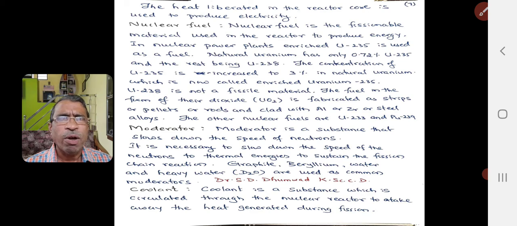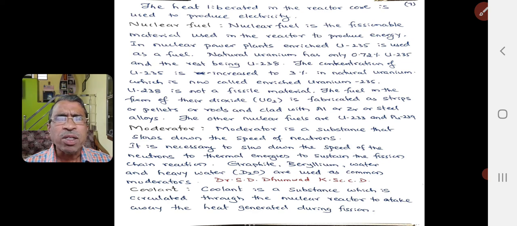The fuel in the form of its dioxide, that is uranium dioxide, is fabricated as strips or pellets or rods and clad with aluminium or zirconium or steel alloys. The other nuclear fuels are uranium-233 and plutonium-239. These are used in breeder reactors, which we will study subsequently.